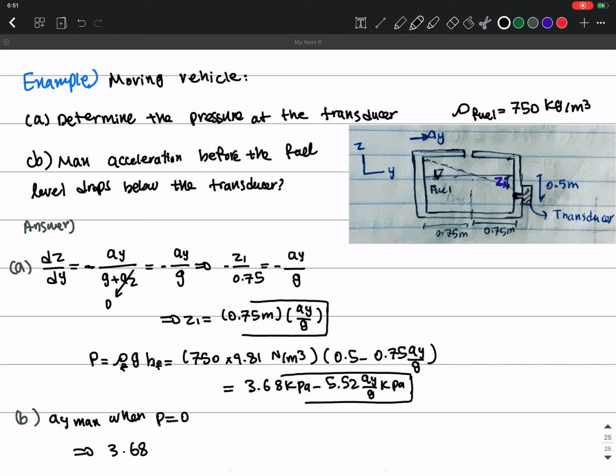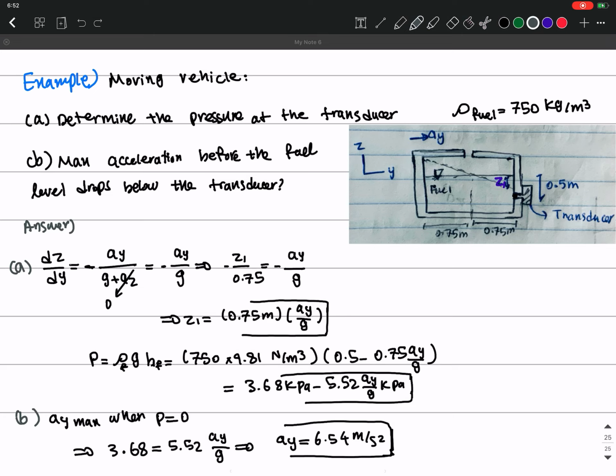So 368 kilopascal should equal 552 times AY over G, and thus AY is going to be 6.54 meter per second squared. This is one way, or the other way, you just set this to 0.5 and you should get the same thing here, okay? So this is going to be the maximum acceleration before the fuel drops below the transducer. So if you go with a higher acceleration than 6.54 meter per second squared, then the fuel is going to drop below the transducer, and thus your engine will not have fuel, and so you cannot move faster, okay?